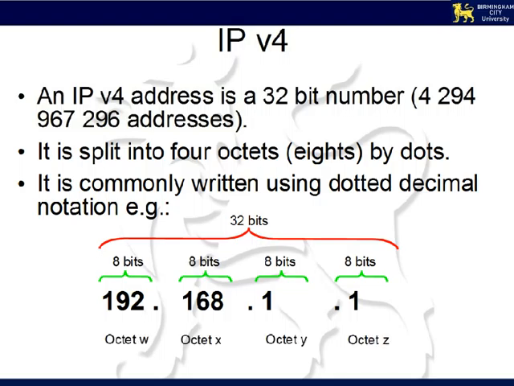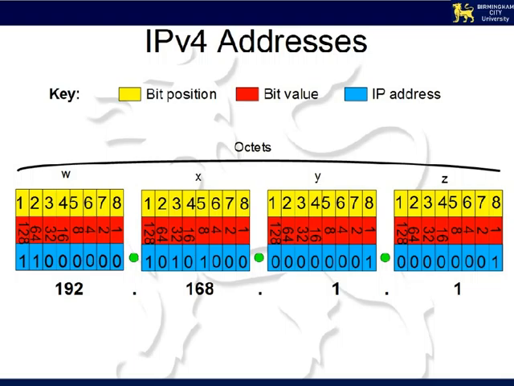Since each of the octets, which we label octet W, X, Y, and Z, is 8 bits in length, no number in decimal in the IP address can exceed 255, as this is the maximum permissible number for an 8-bit integer. Here we can see the same IP address written out in binary. Notice that we have the bit positions in yellow, the bit position values in red, and the IP address in binary in blue, with the dotted decimal form underneath.